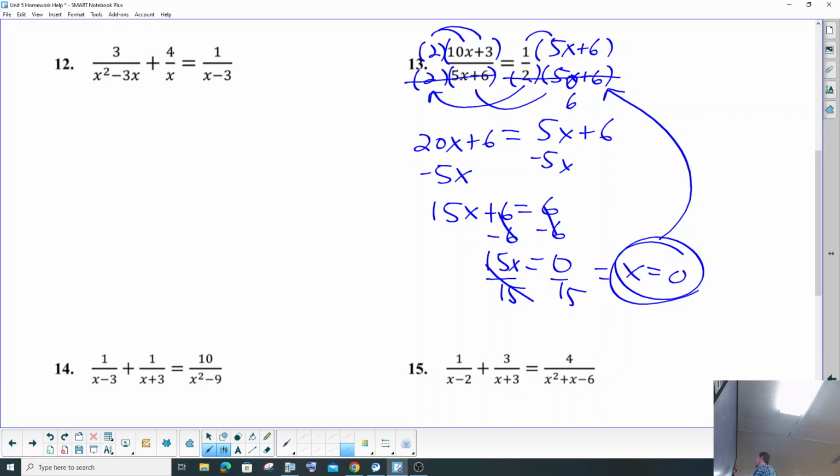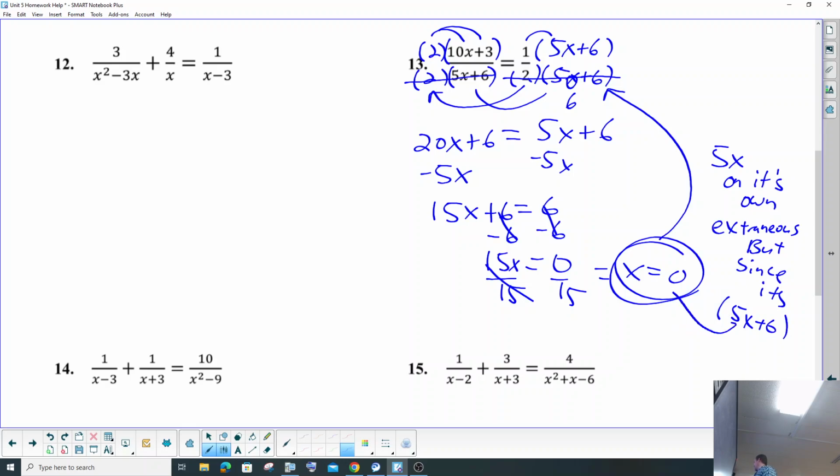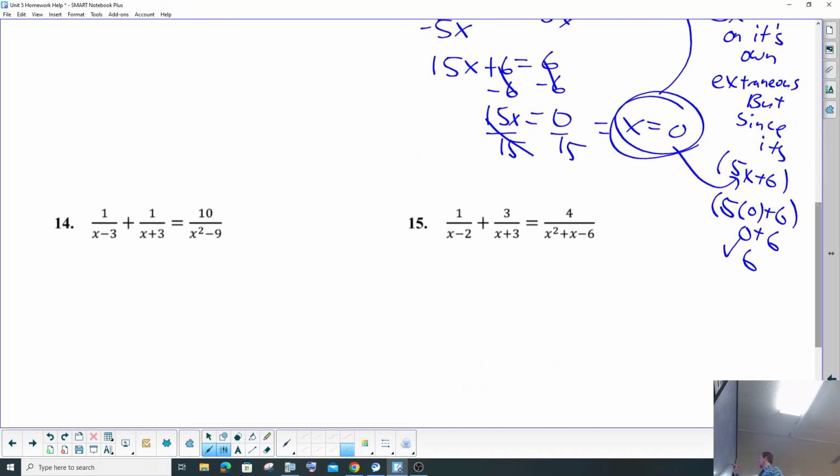So that's okay. If it was like 5x on its own, then it'd be extraneous. But since it's 5x plus 6, we could plug a 0 in. And so we get 5 times 0 plus 6 is 0 plus 6, which is 6. Yeah, we can have 6 in the bottom. It's just we can't have 0 in the bottom. So we're good. It's okay.